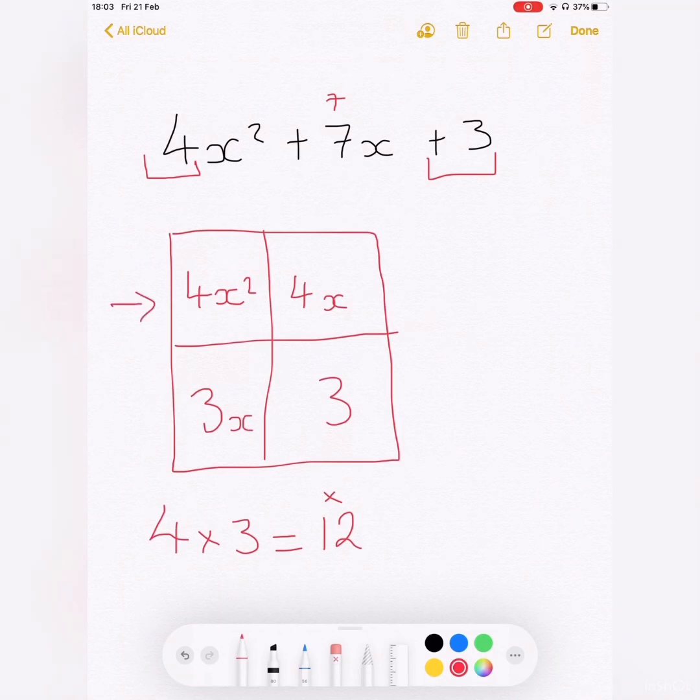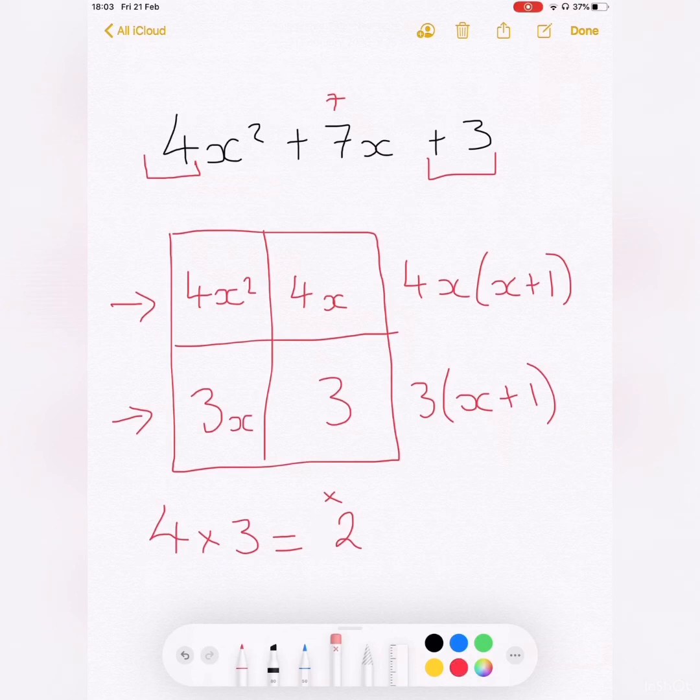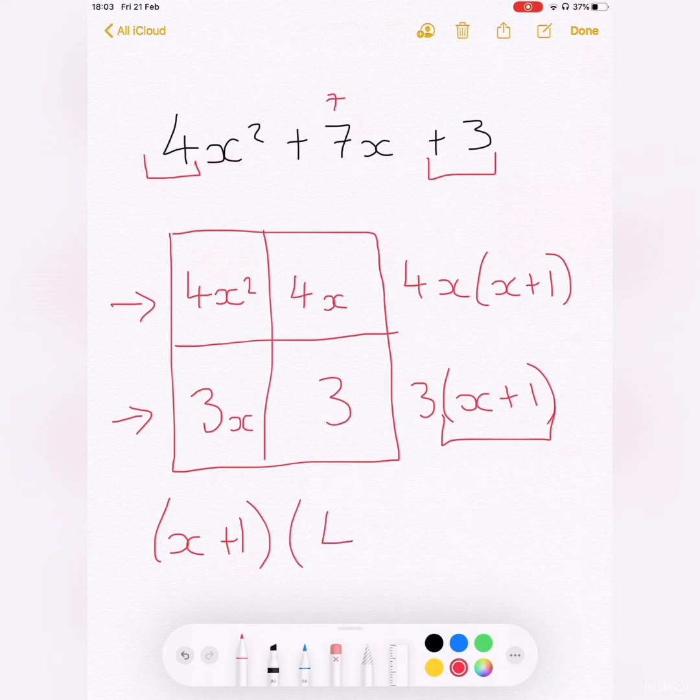And we then factorize along our grid, so we get that 4x, x plus 1, and we're going to get 3 lots of x plus 1. Now remember, we're always looking to make sure those brackets are the same. If they're not, something's gone wrong. So then our final step is to put that together. So our first bracket is x plus 1, which is the bracket we've got twice. And then our second one is a mixture of those. So it's 4x plus 3, because remember the sign in front of there is a plus.